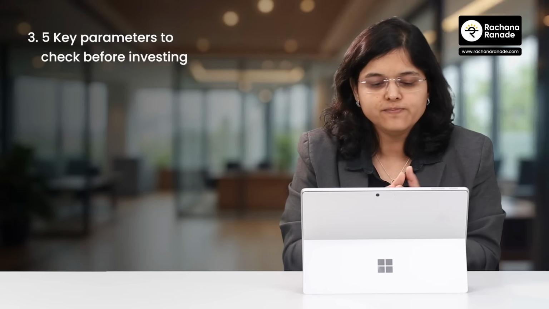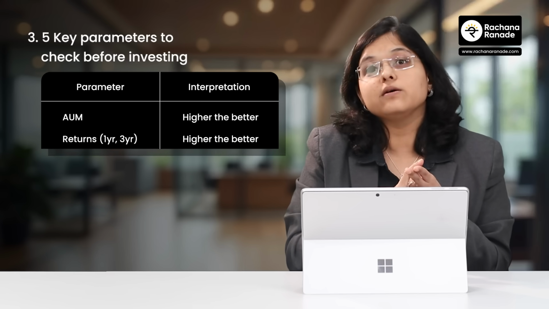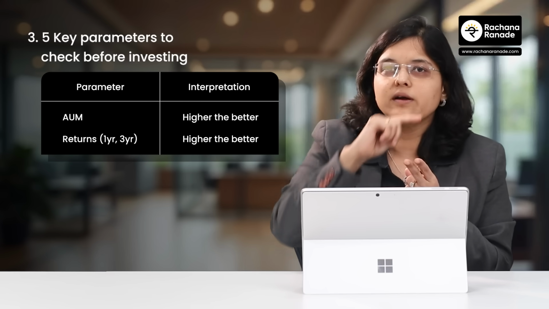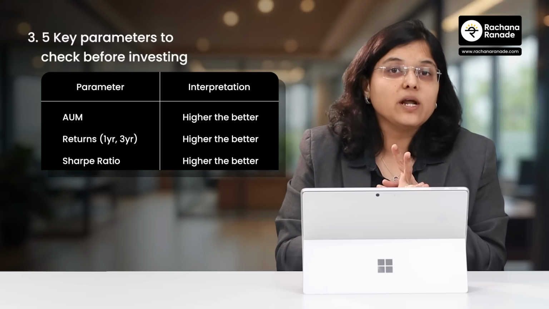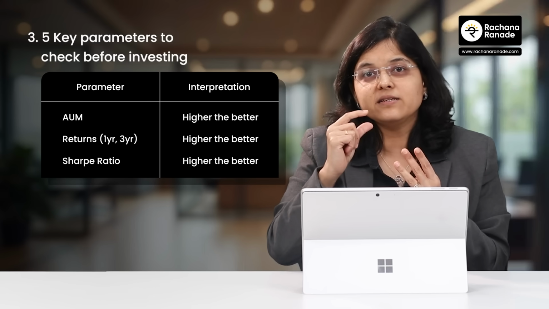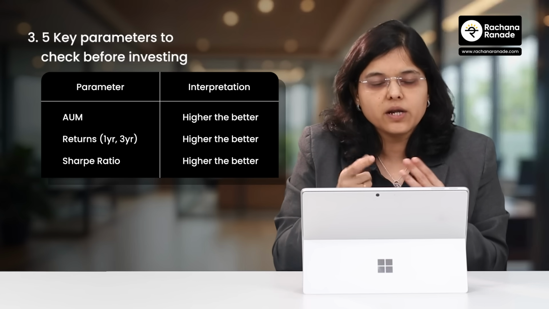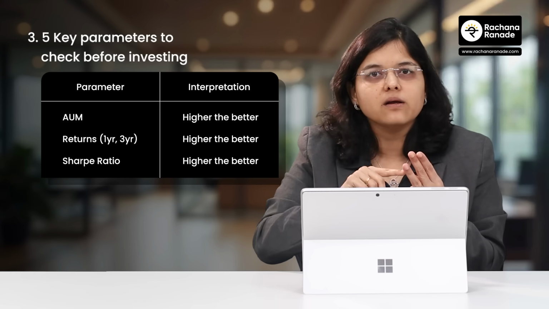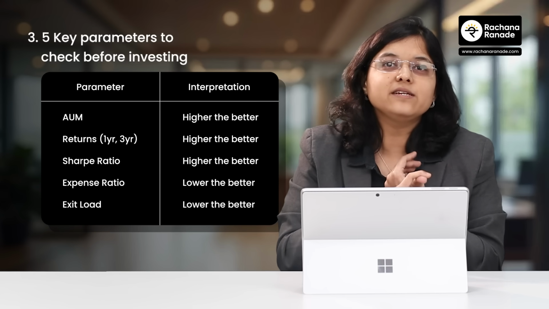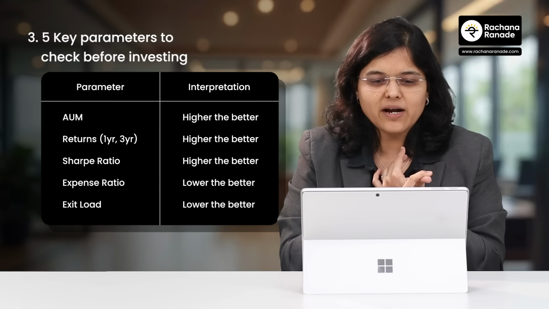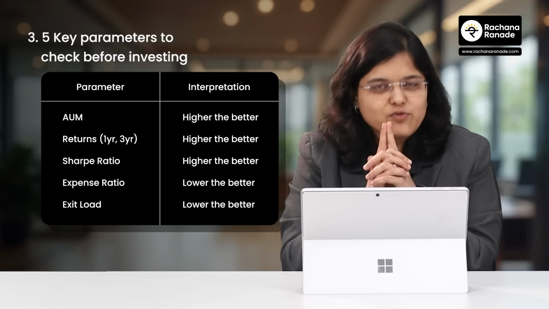I told you about 5 different parameters. I'm going to quickly wrap it up for you. First thing we said, AUM, higher the better. Second thing we said, returns. In returns we did 1-year return, 3-year returns. Of course, the parameter is higher the better. Then we checked the Sharpe ratio. What does that tell us? How much returns are we generating for a specific unit of risk, correct? Here again, the thumb rule is higher the better. Fourth, we checked the expense ratio. Lower the better. Exit load, lower the better. And based on that, I told you which are the top 3. You can make a choice which suits you the best.